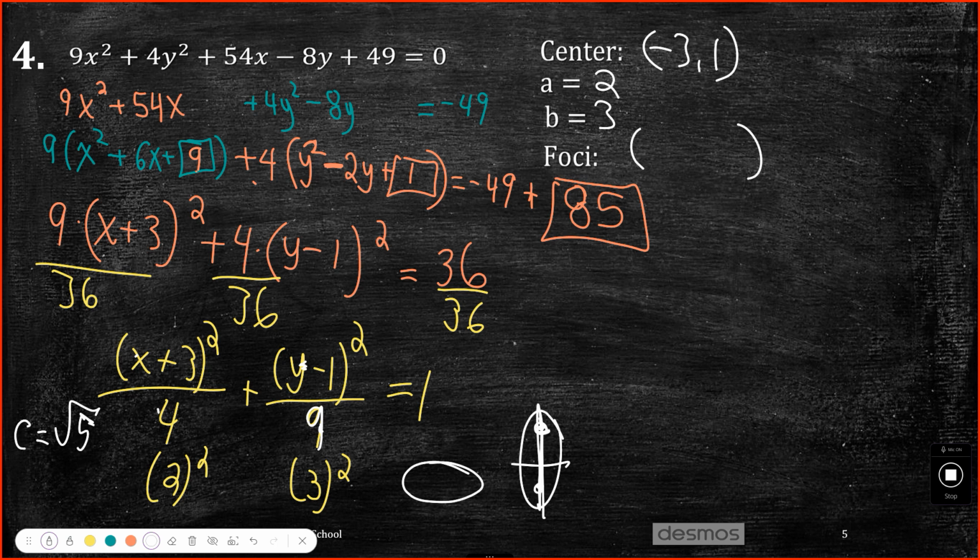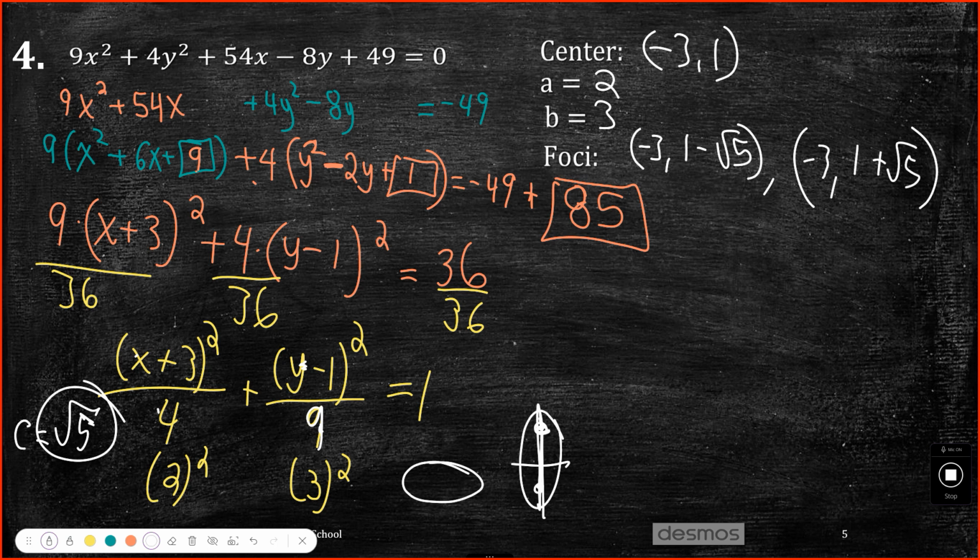So the X is going to stay negative 3, because along the X it stays there, but along the Y it's at 1. Let's do the bottom one: 1 minus the square root of 5. And the other one is going to be where X is negative 3, and then Y is 1 plus the square root of 5 to get the other one.